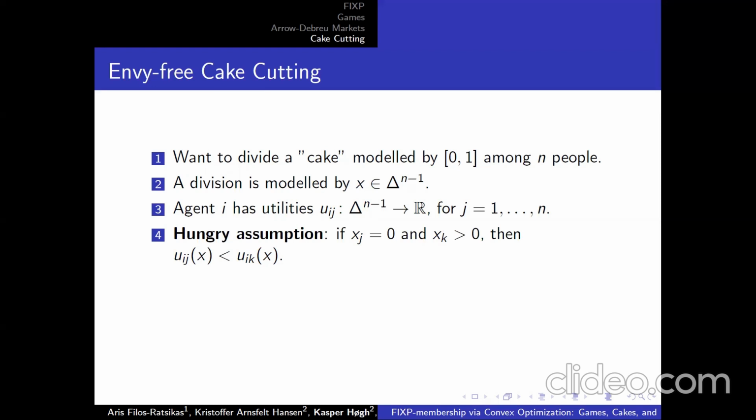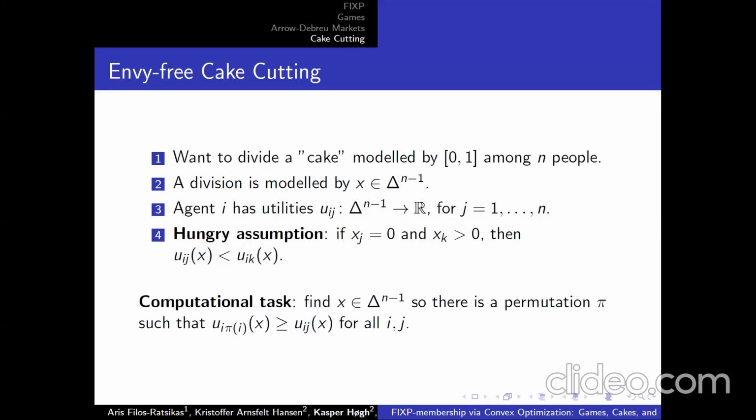And then the agents have some utilities u_ij, where u_ij is the utility of agent i for the jth piece of the cake. And then we have some assumption on these utilities, but I won't really get into that. And so the task is to find a division such that there is a permutation, such that when piece pi(i) is assigned to agent i, then he will value this piece more than any other piece of cake.